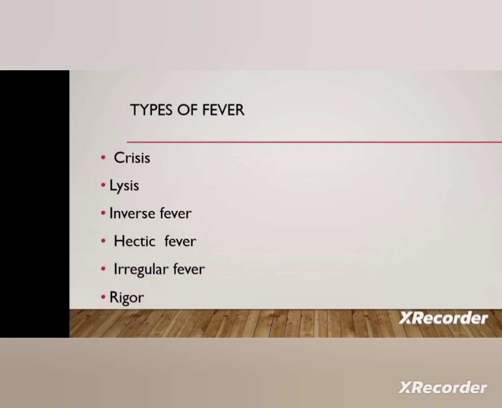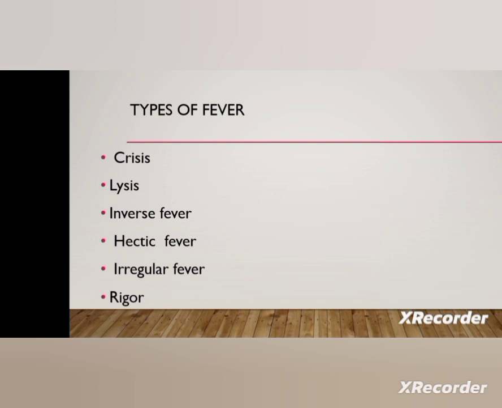False crisis means a sudden fall in temperature not accompanied by improvement in the general condition of the patient. It may be a danger signal and not a sign of improvement. So false crisis means there will be a sudden fall in temperature but no improvement in the patient's condition. That type of crisis is known as the false crisis.